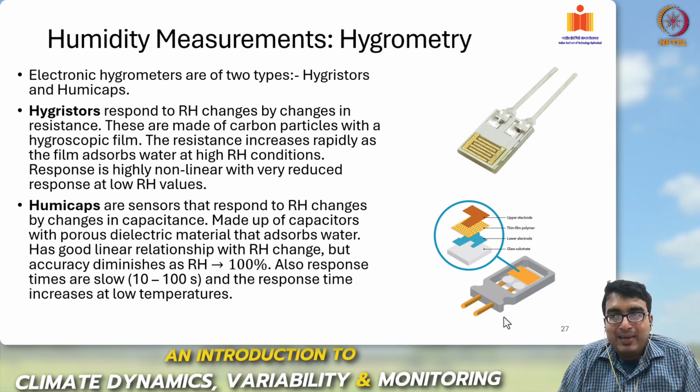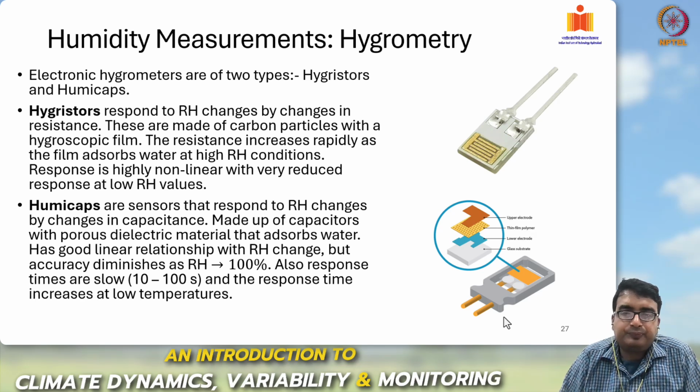We discussed mechanical hygrometers, which use things like hair to measure the relative humidity, as well as electronic hygrometers, which include hygristors, where the relative humidity is correlated with changes in electrical resistance of the material, and humicaps, which respond to relative humidity changes by changes in capacitance.